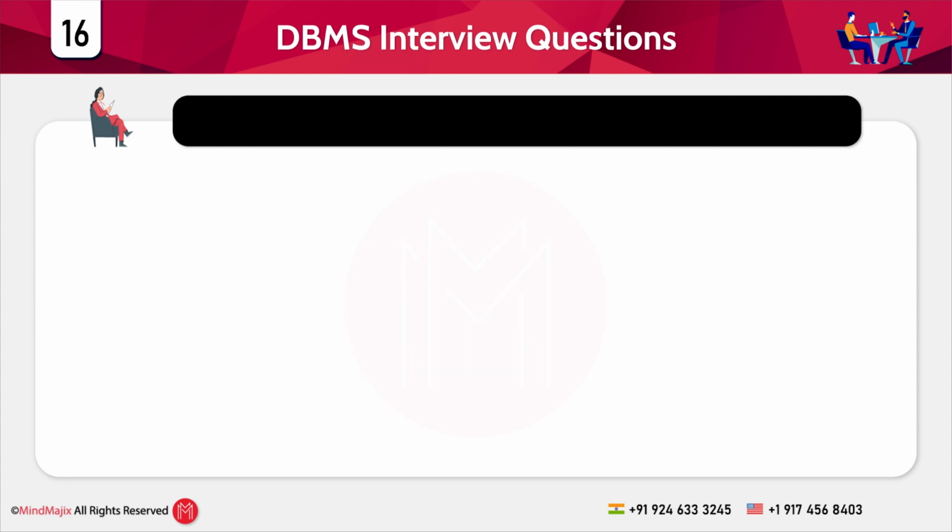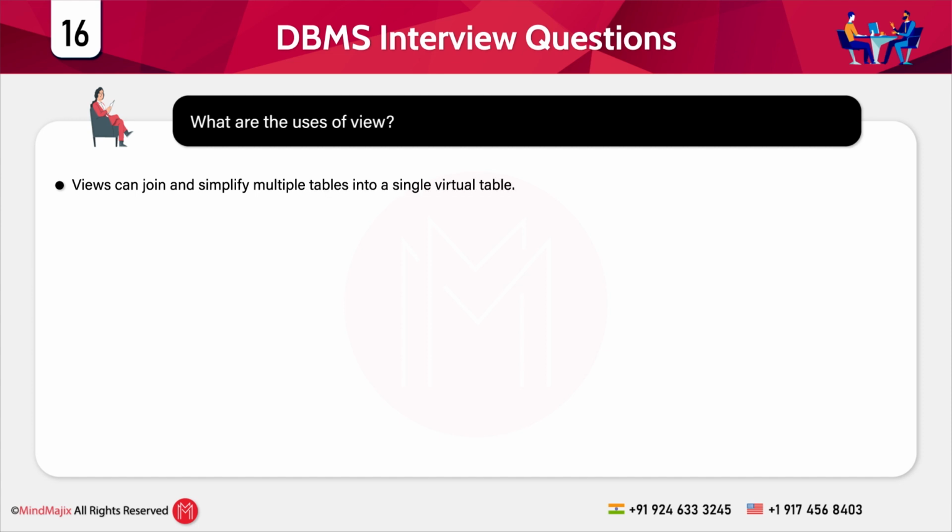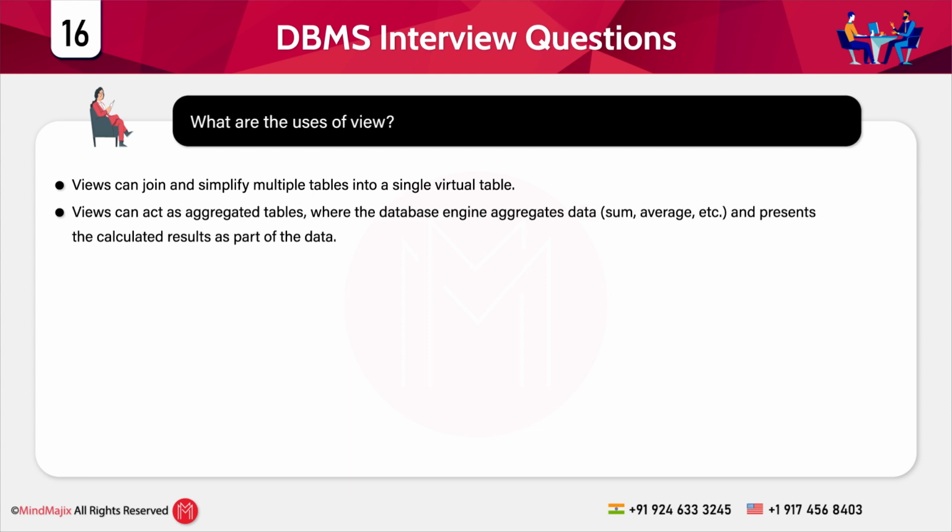The next question is, what are the uses of view? So views can represent a subset of the data contained in a table, and consequently a view can limit the degree of exposure of the underlying tables to the outer world. For example, a given user may have the permission to query the view while denied access to the rest of the base table. So views can join and simplify multiple tables into a single virtual table, and views can act as aggregated tables where the database engine aggregates data and presents the calculated results as a part of the data.